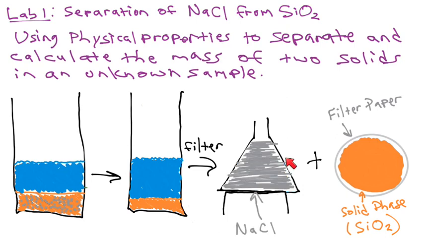So if we're able to measure the Erlenmeyer flask before we start the filtration process, once all the water is gone, we'll be left with the mass of the salt and the Erlenmeyer flask. We can subtract those two, and now we'll be able to have the mass of the salt and the mass of the solid phase. Lab complete.